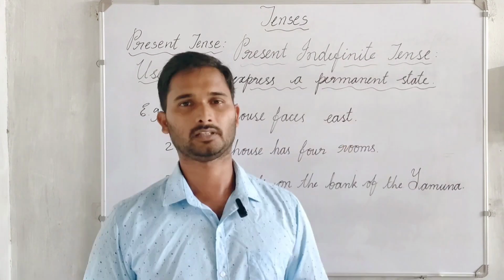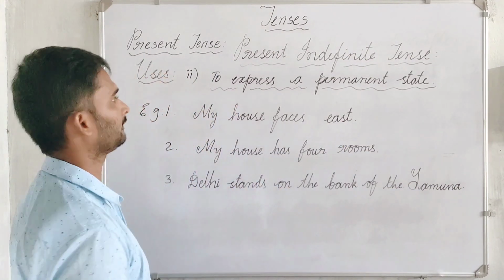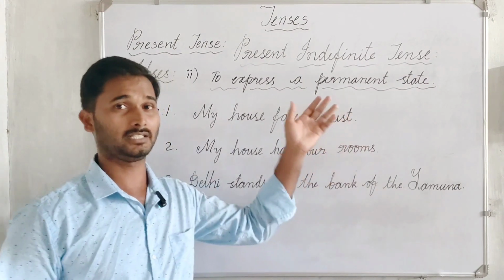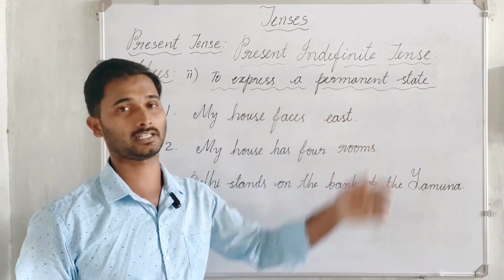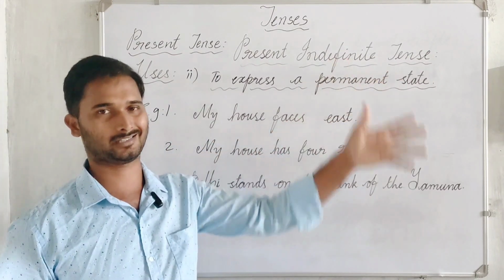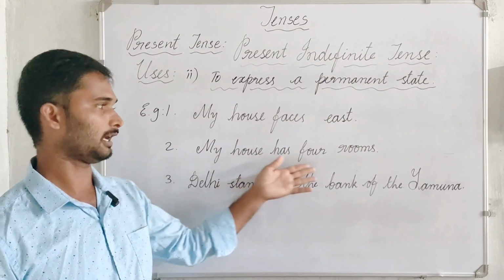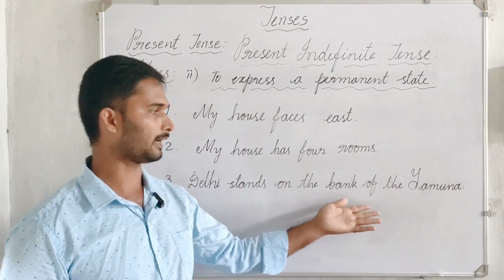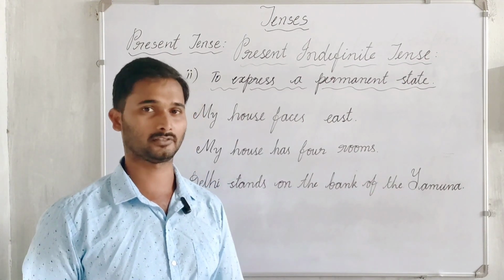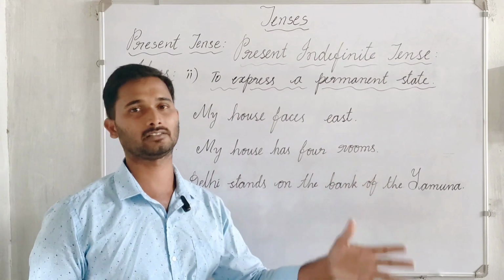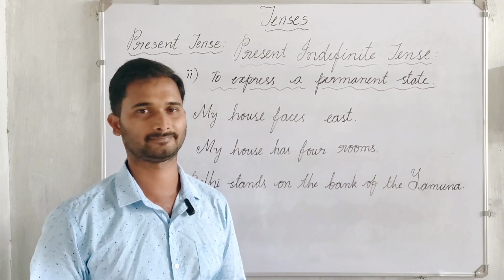Here is the second use of present indefinite tense: to express a permanent state. The present indefinite expresses a permanent state. Let us see some examples. My house faces east, and my house has 4 rooms. The river Yamuna stands on the bank, which cannot be changed, and it states a permanent state of something or someone.